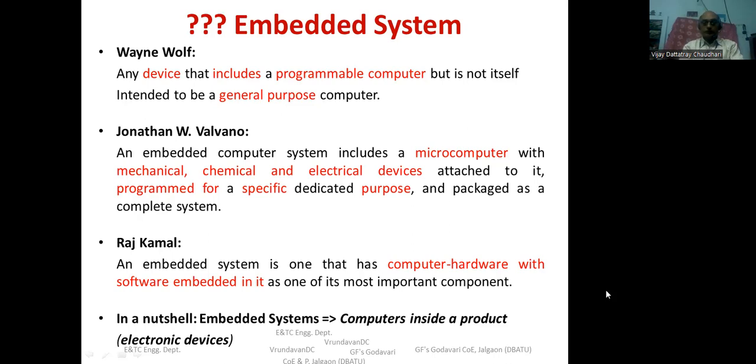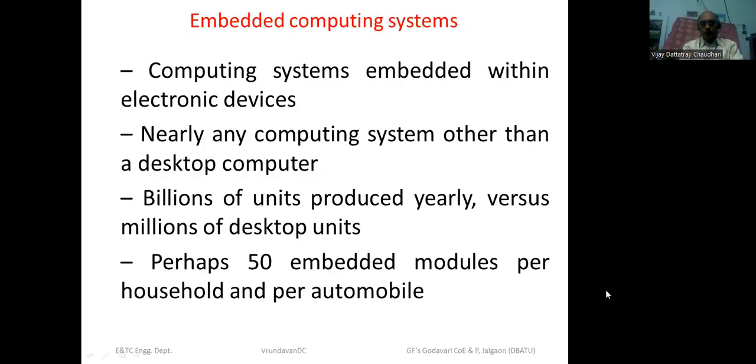The Indian expert Raj Kamal has defined in a very simple way that embedded system is a hardware with software embedded in it, and that software is the most important component in that embedded system. So in a nutshell, embedded system is what? Computers inside a product.